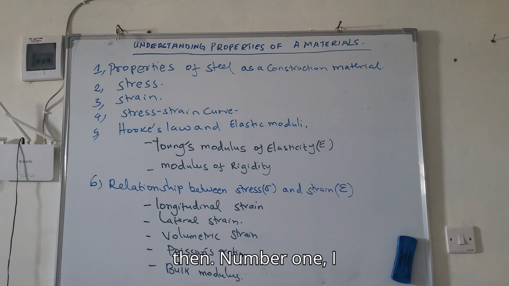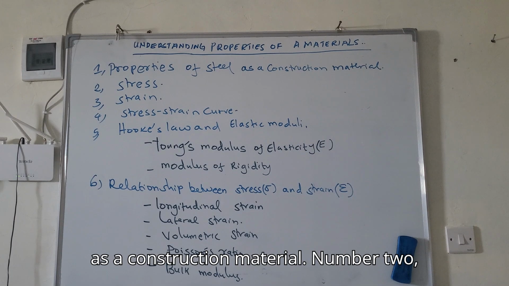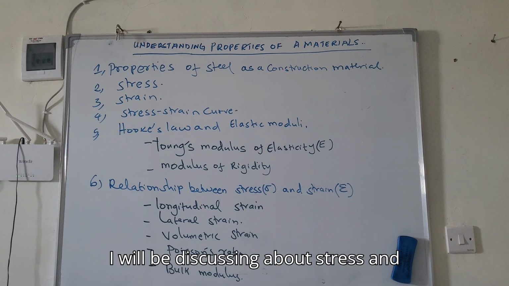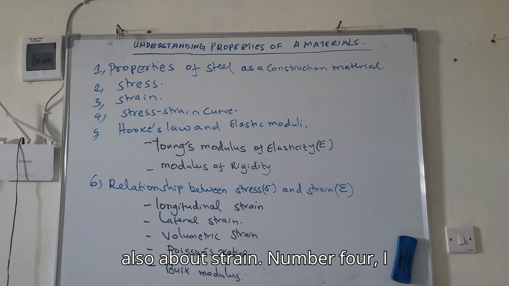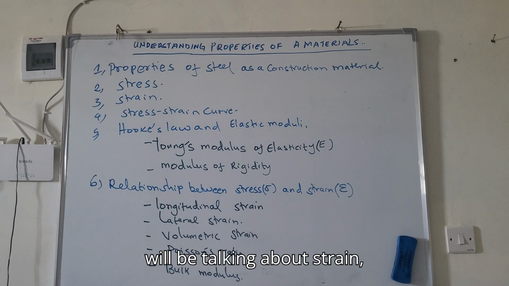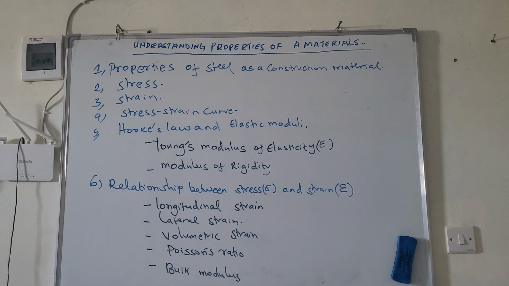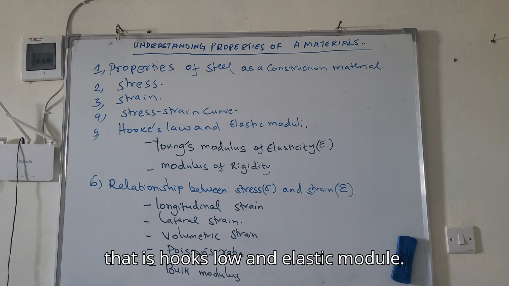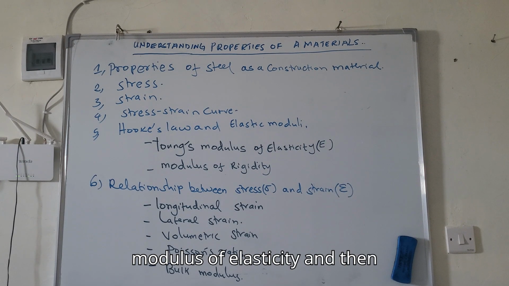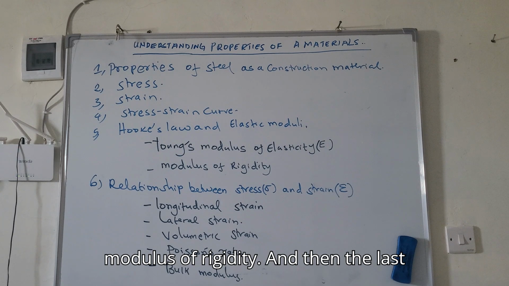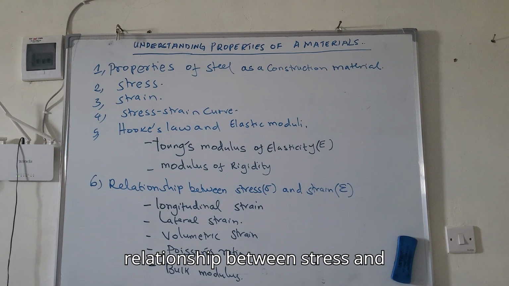Number one, I will be talking about properties of steel as a construction material. Number two, I will be discussing stress. Number three, strain. Number four, the stress strain curve. Number five, Hooke's law and elastic modulus. Under that, I will be talking about Young's modulus of elasticity and then modulus of rigidity. And the last one, I will be discussing the relationship between stress and strain.